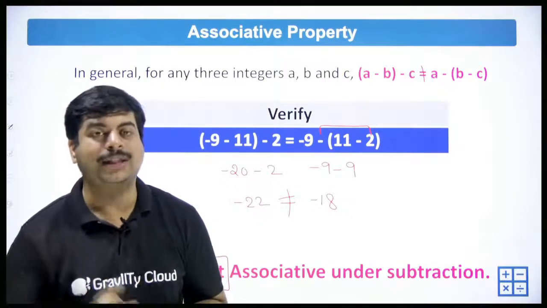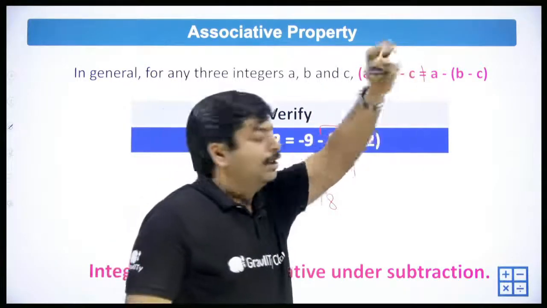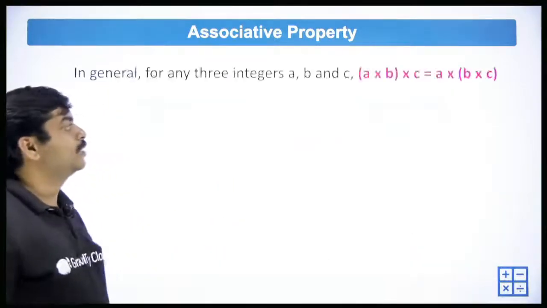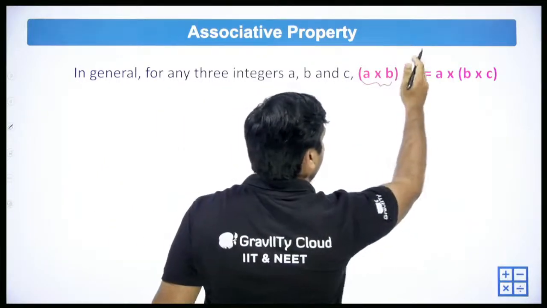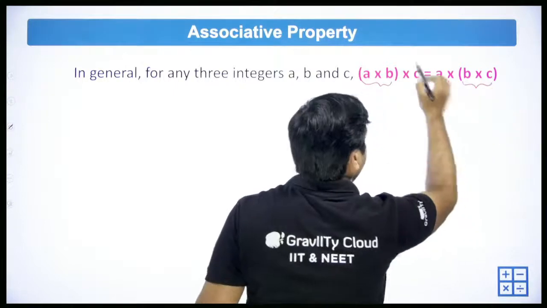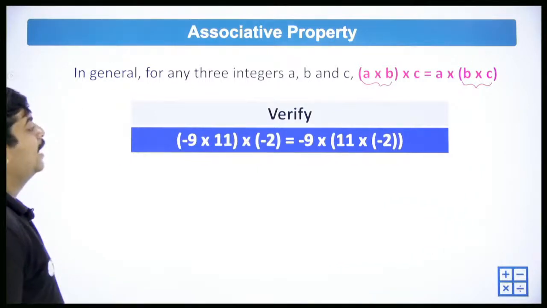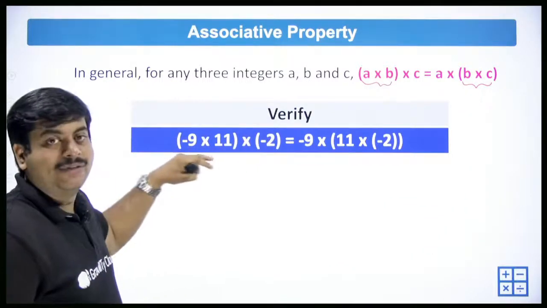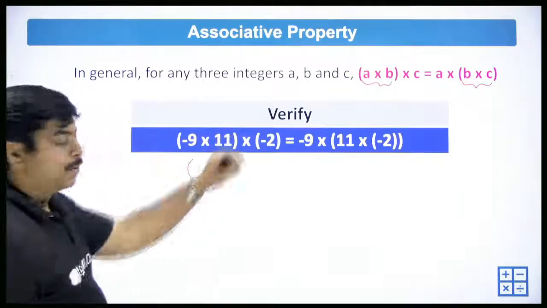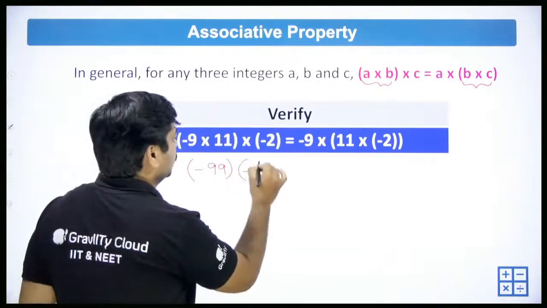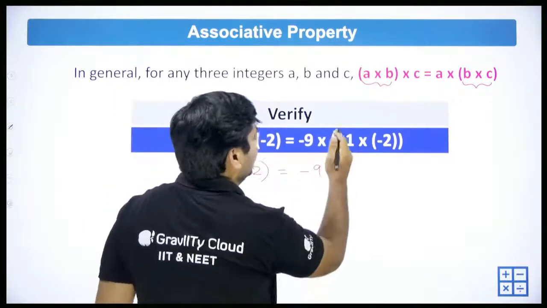Let us try to see for multiplication and then for division. For multiplication also, (a × b) × c and a × (b × c). Let us try to apply that. We find the product of a and b and then with c, or the product of b and c and then with a. Right? So let me take a small question. Minus 9 into 11: 11 nines are 99, and we have a negative, so minus 99. Then minus 99 into minus 2 is equal to minus 9 into (11 into minus 2).